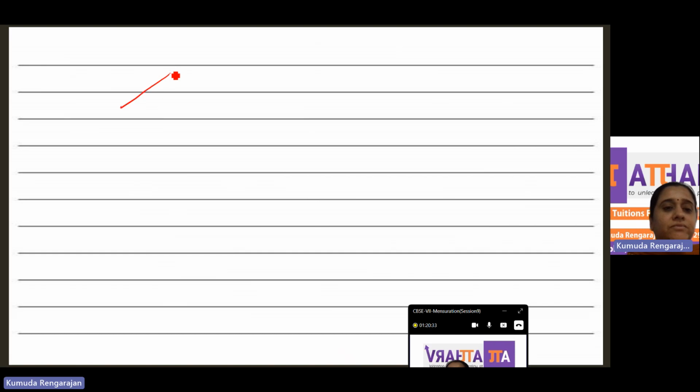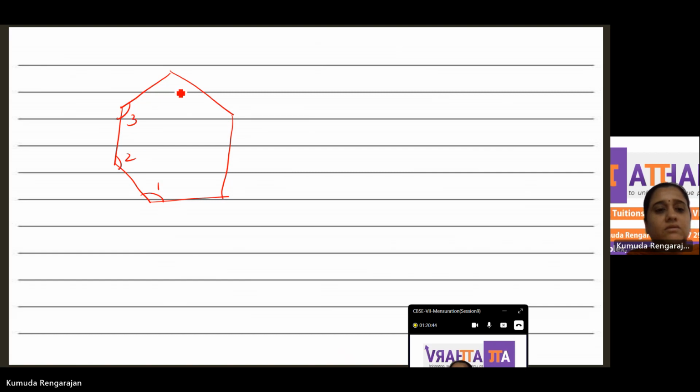End of the discussion. Now look at this. It's a hexagon. It's a polygon and it's a hexagon. Okay.